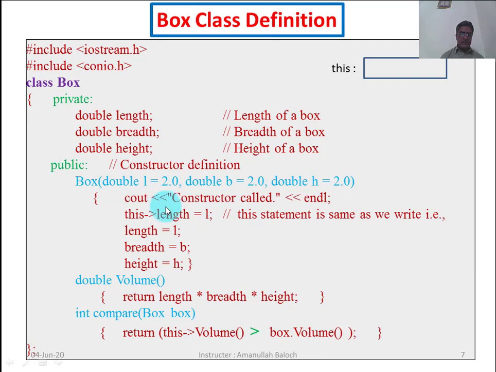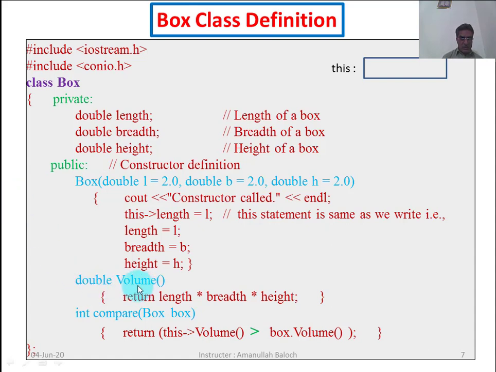Whenever we pass some values to these functions, those values will be stored in the location of L, B and H. And if an object has no value and that object is calling this constructor, then this constructor will store the value 2 in the location of that object. But if some object has its own values, then those values will be passed to L, B and H, and those specific values will be stored in the location of that specific object.